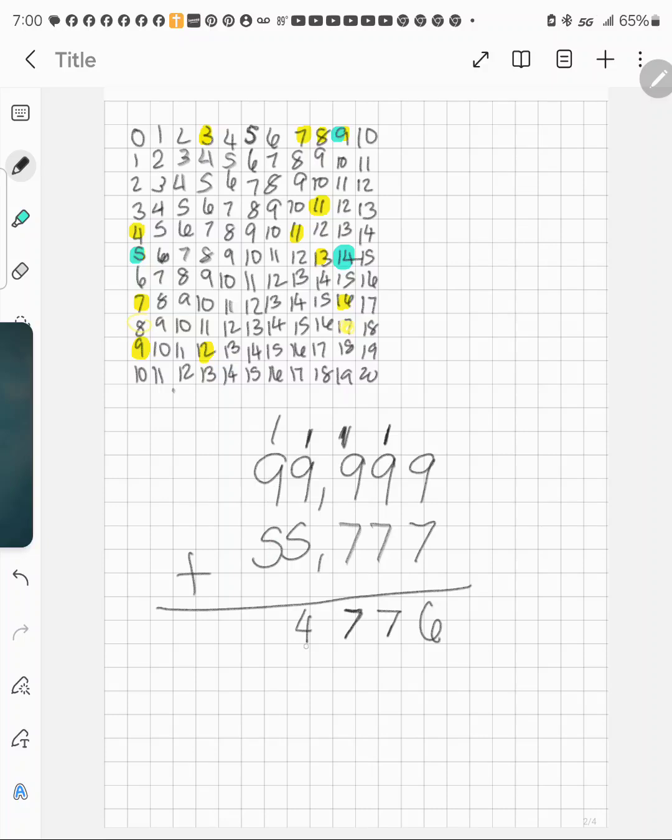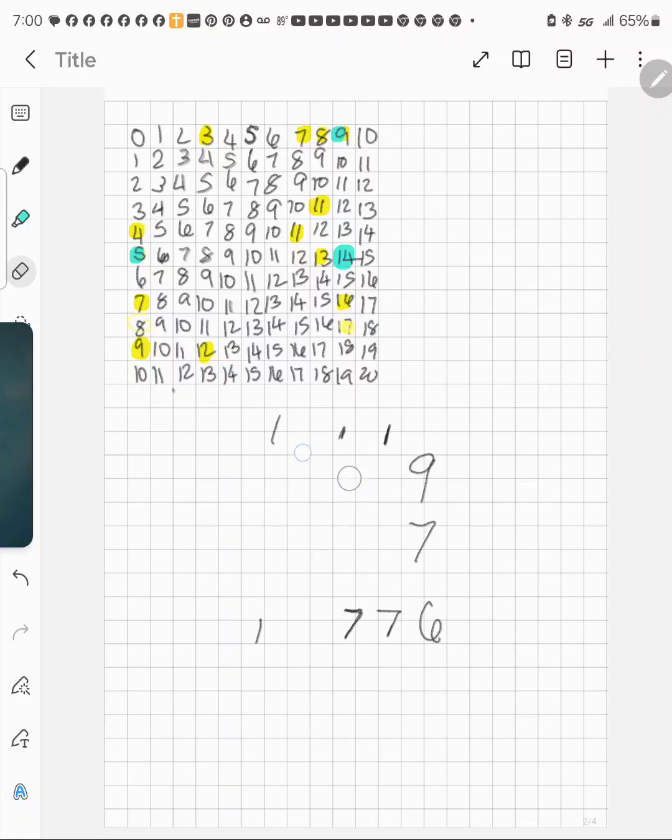And now 9 plus 5, I already remember that it's still 14 plus 1. Oh, hold on. I forgot to carry that 1. So 14 plus 1 is 15. Yep. And now 15, carry the 1. And that's going to be 14 plus 1. So that's 15. So my answer is 155,776.